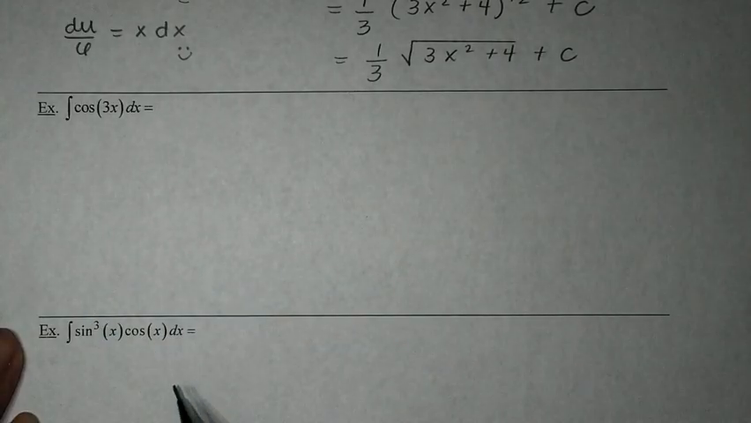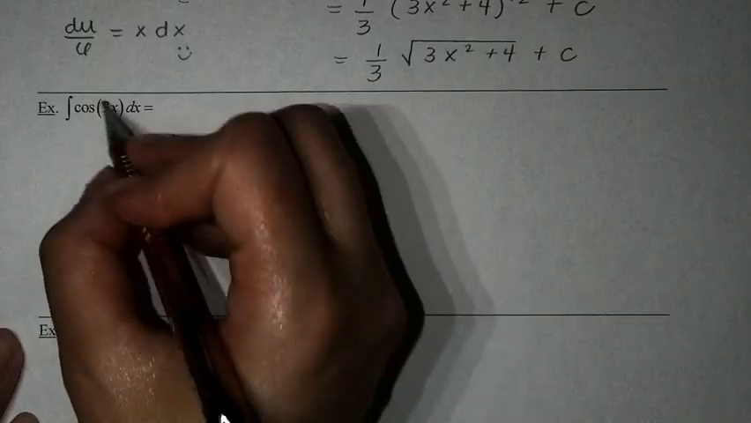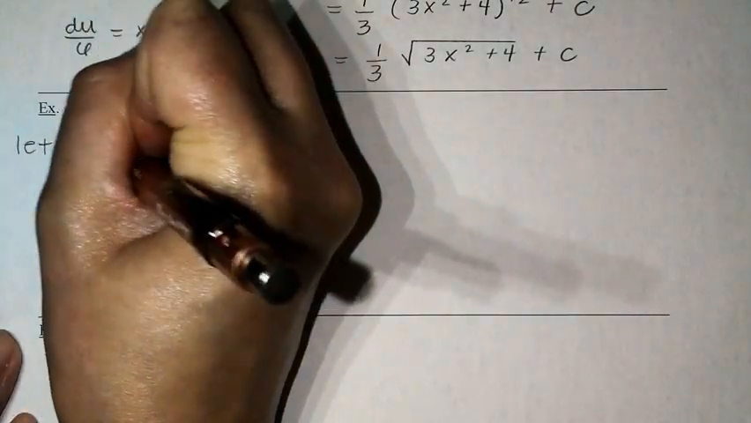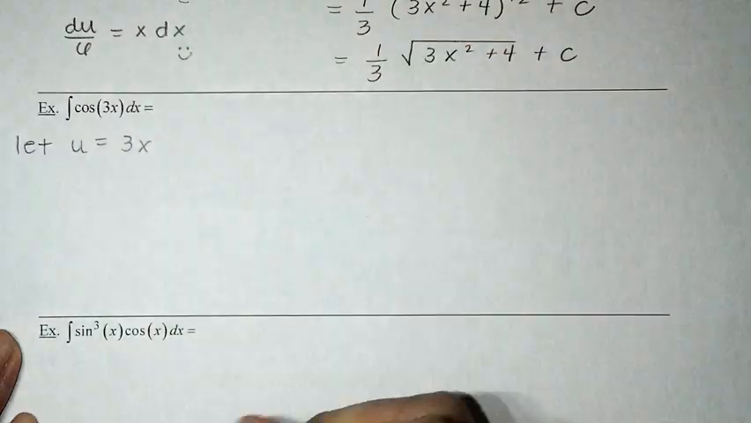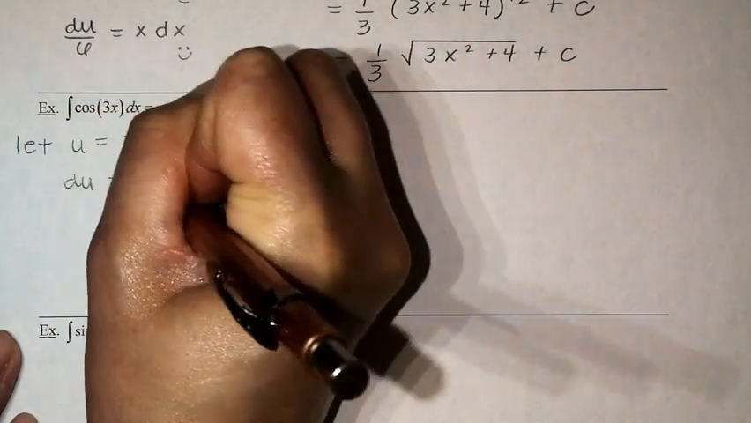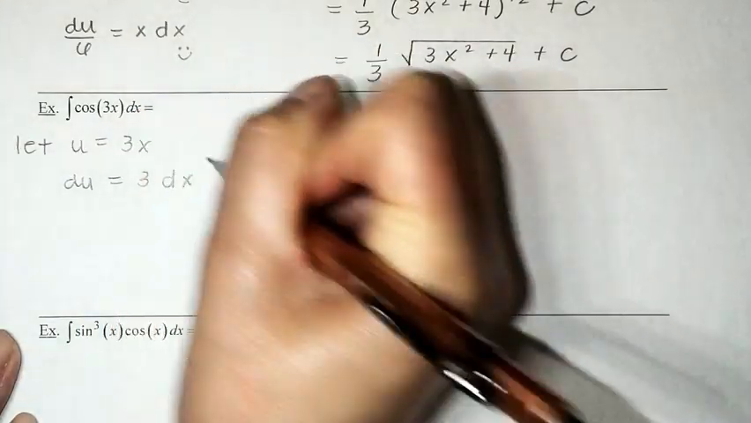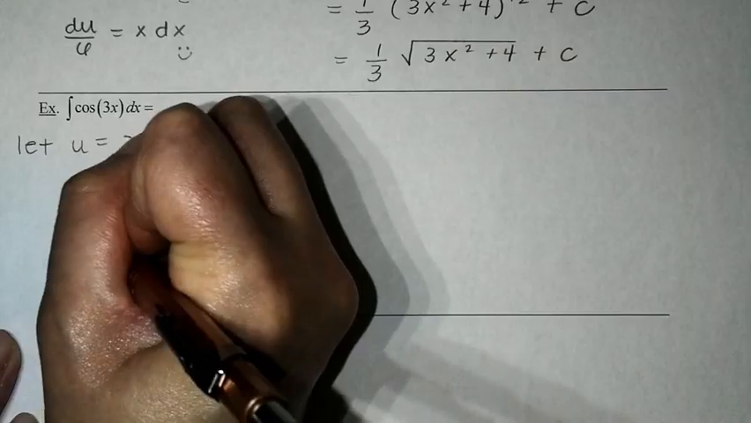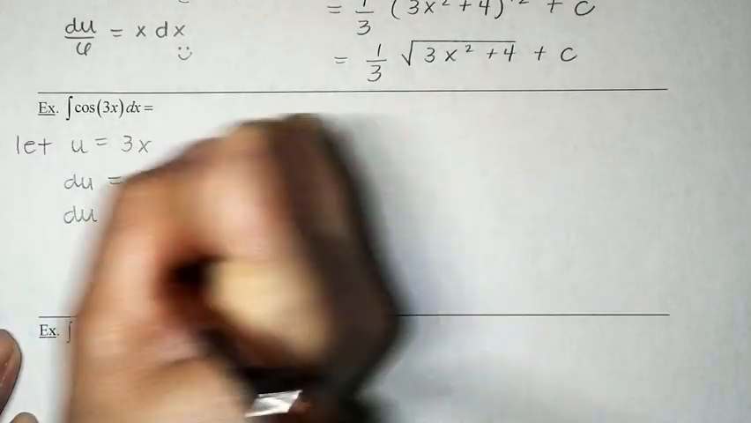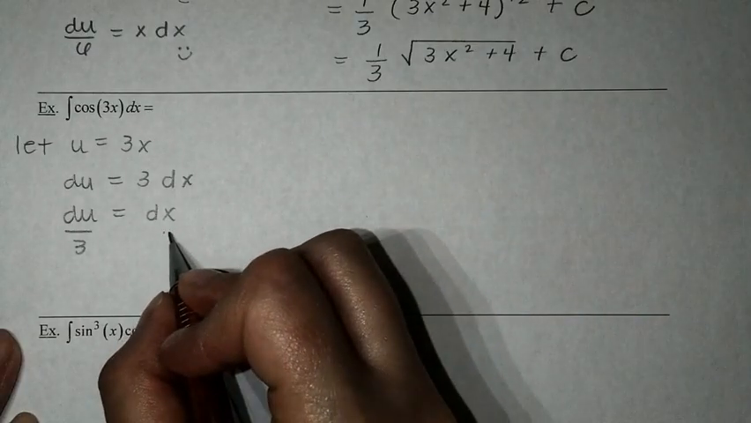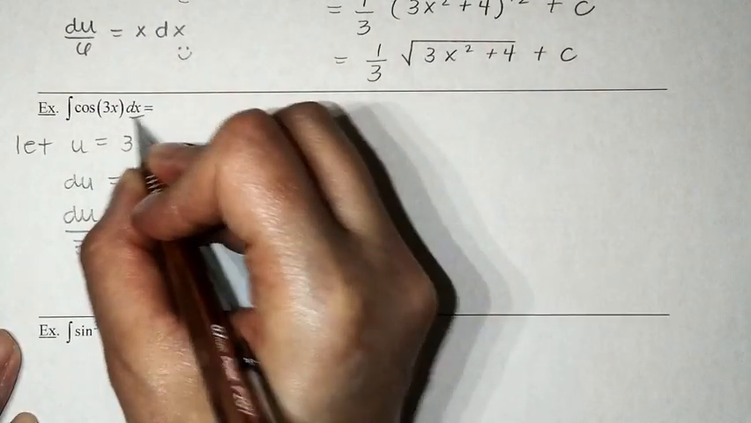So here, the most inside thing is going to be the 3x. So let u be equal to 3x. The derivative of that is simpler: du is going to be equal to 3 dx. You don't see the 3, so what you're going to do, like the previous one, is divide by 3, and that is exactly what we have here.